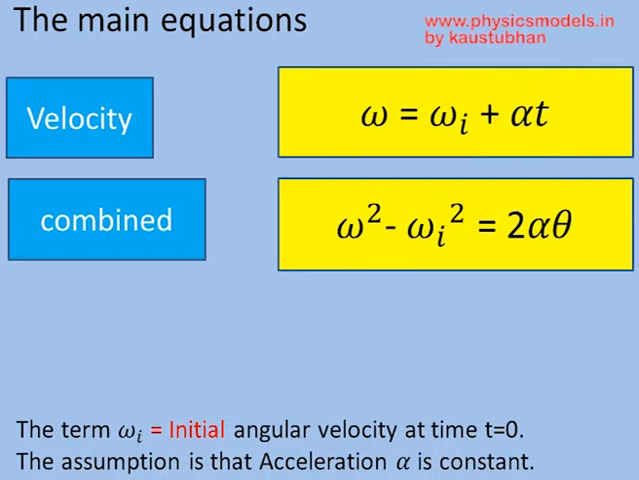The other two equations are also an extension of what we saw in linear motion. We had v is equal to u plus at. Here you have omega is equal to omega I plus alpha into t. That's easy to remember. We had an equation for linear motion, v squared minus u squared equal to 2as. Here we will get omega squared minus omega I whole squared equal to 2 alpha into theta, because we substituted a and s by alpha and theta.